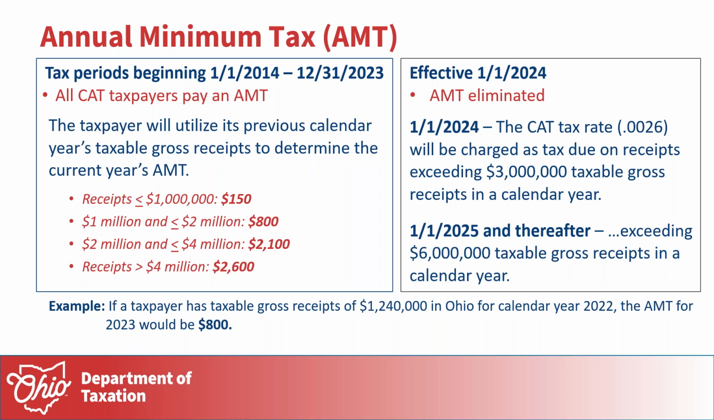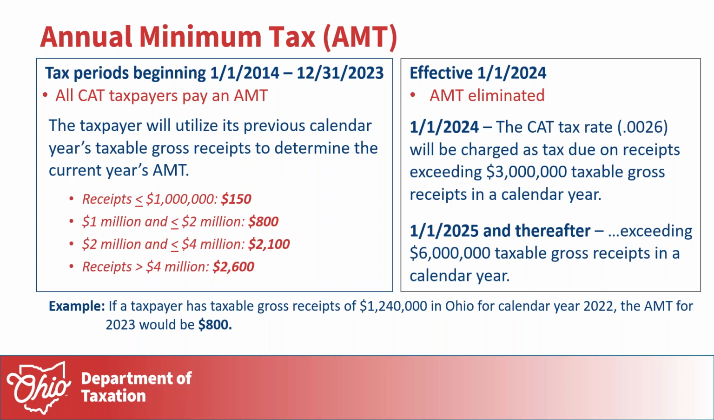So on the left here, you can see previously, from 2023 and prior, the taxpayer will utilize its previous calendar year's taxable gross receipts to determine the current year. So that's why you may have a credit when you file the 2022 return, you prepaid for the 2023 annual minimum tax. So if you happen to file that final annual return and you do have a credit on the account, we'll go ahead and get that refund to you. Effective January 1st of this year, again, that AMT is eliminated.